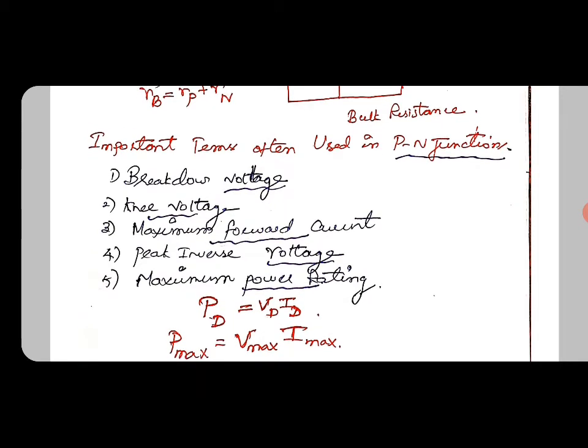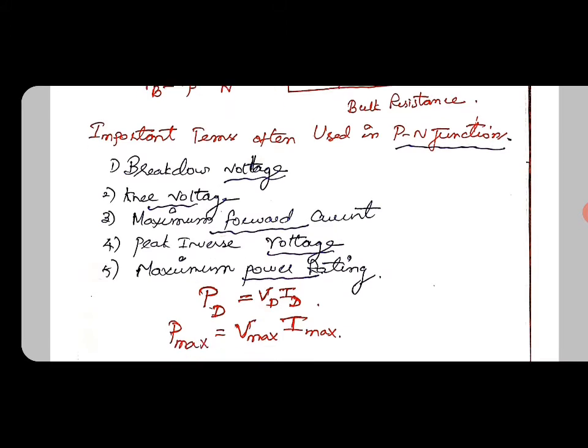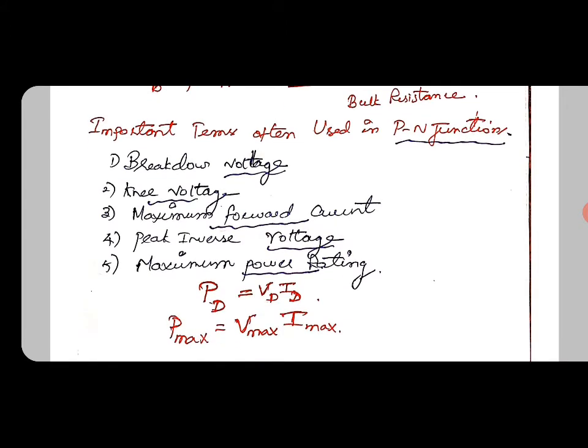Next, the maximum forward current. It is the highest instantaneous forward current that a p-n junction can conduct without damage to the junction. Then the peak inverse voltage, the PIV, is the maximum reverse voltage that can be applied to the p-n junction without damage to the junction.